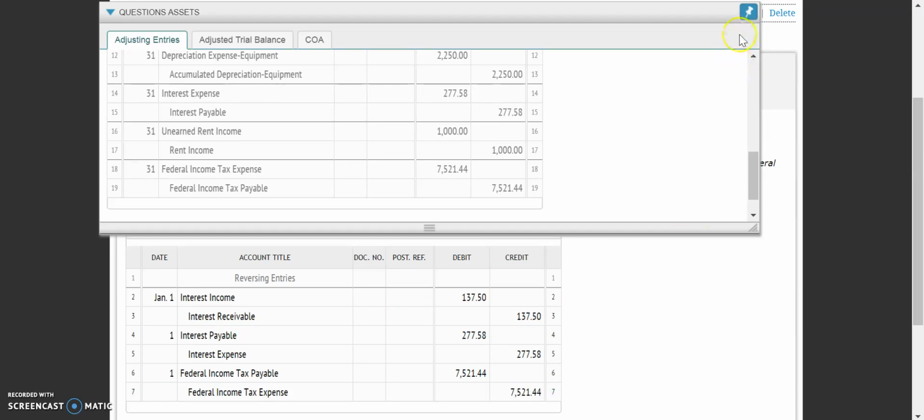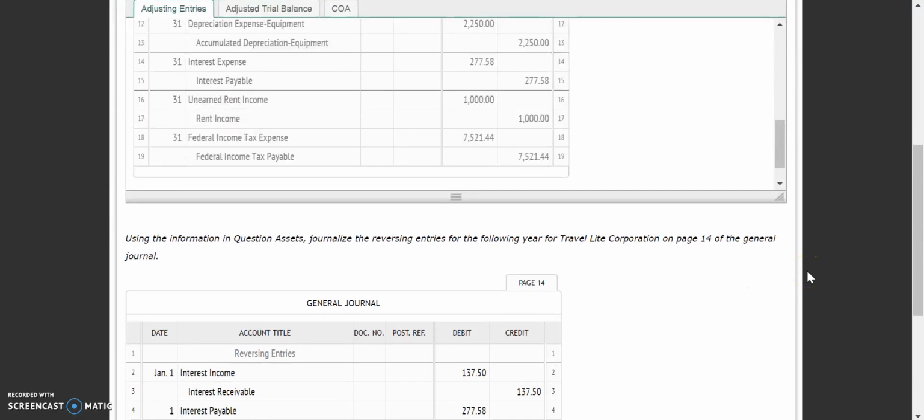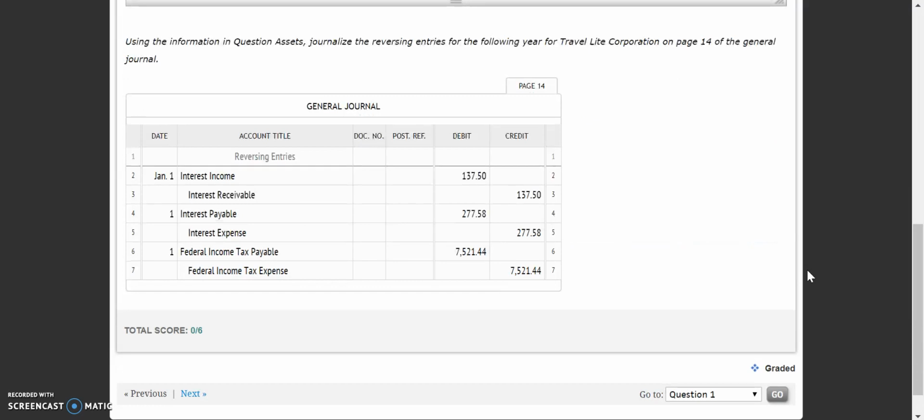So those are our three reversing entries, and that should bring us to the end of our chapter 22 learning that we need to be able to complete everything. So with that being said, you can head on over and do your 22-4 on your own and your application problems.